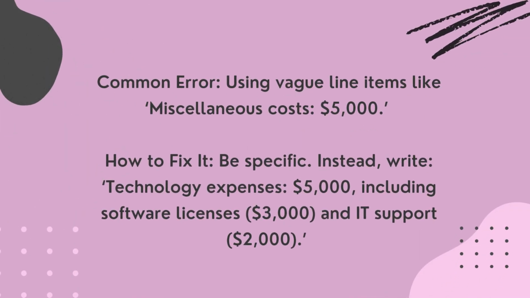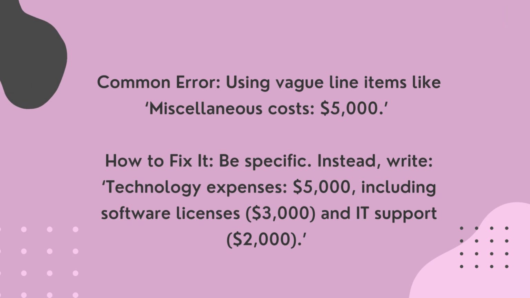Common error: using vague line items like "miscellaneous costs $5,000." How to fix it? Be specific. Instead, write "technology expenses $5,000, including software licenses $3,000 and IT support $2,000."